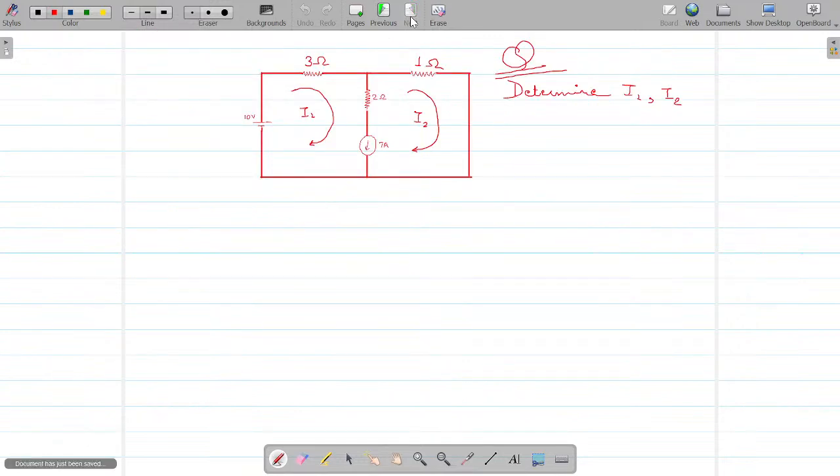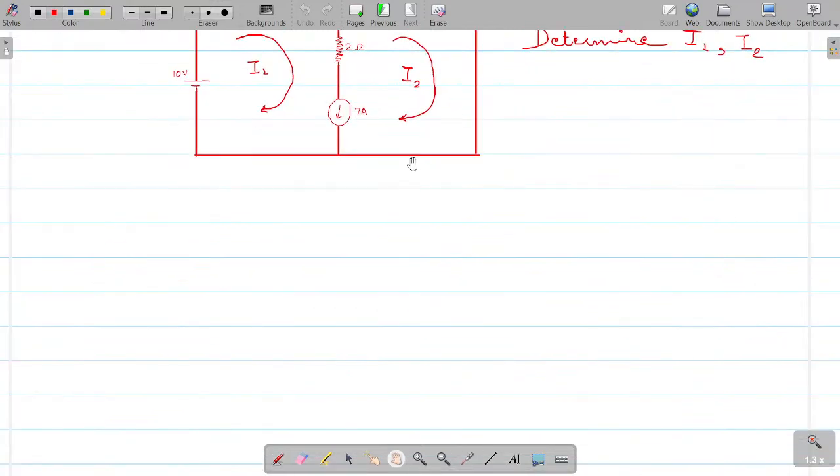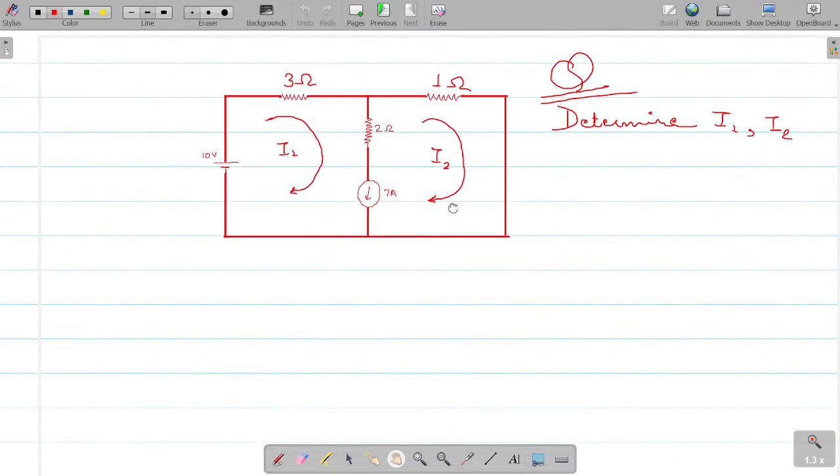Okay. For now, I'm assuming we're through with this topic, and I'm moving on to the question based on mesh analysis. And again, this is not a basic mesh analysis question. It is a question where we observe, and we generally call it a question based on super mesh. There is a concept of super mesh in this question. So what is a super mesh? Tell me.